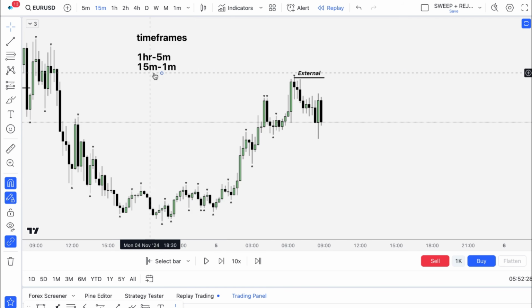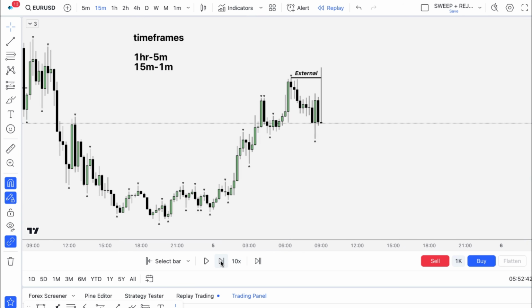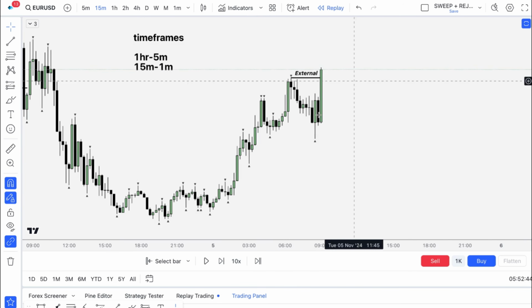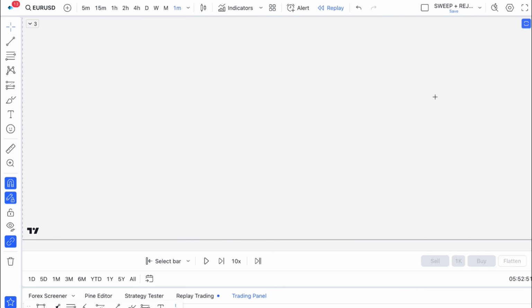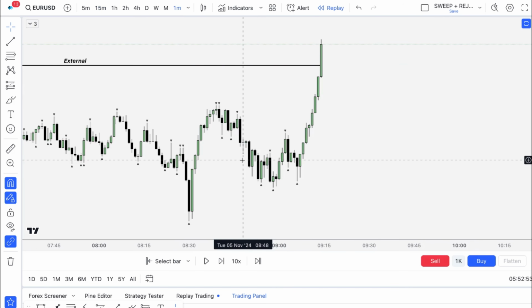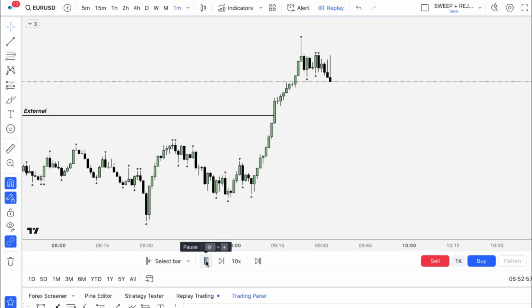In terms of time frames, I recommend that if you want to trade the hourly liquidity, then you trade the 5-minute for market structure shifts. Or if you want to trade the 15-minute liquidity, then you're going to look for 1-minute entries, which is what we're using right here. On the 15-minute time frame, we're starting to run that external range liquidity, so let's drop down to the 1-minute time frame and have a look at what's going on during our New York silver bullet session.